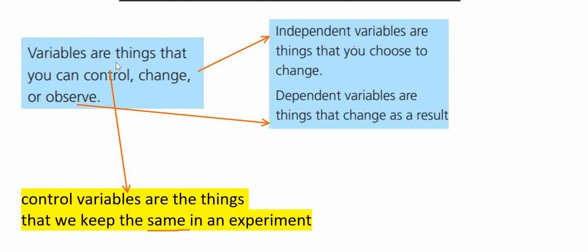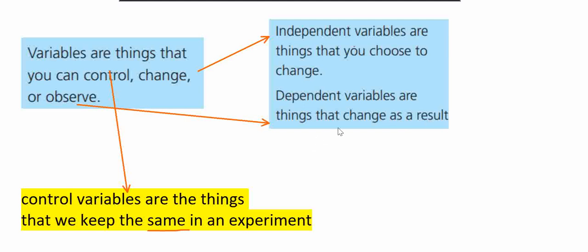Next, variables that you can change are independent variables. Independent variables are the things that you choose to change. Now, the last one is variables that you can observe. These are dependent variables. Dependent variables are things that change as a result.